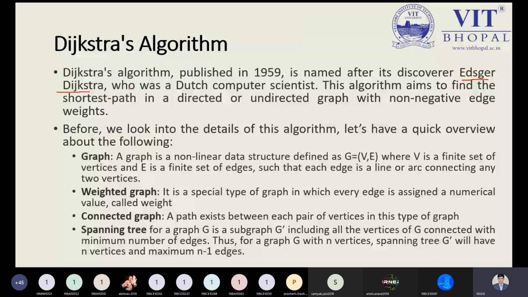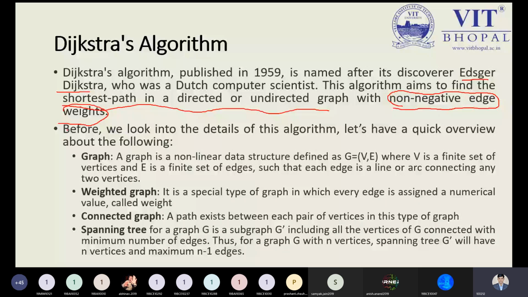And this algorithm is to find the shortest path in a directed or undirected graph with non-negative edge weights. We need to keep in mind, non-negative edge weights. So weights will be given only as positive values. This is the point we need to keep in mind. So this is a drawback actually, because we have only positive weights, we can't have negative weights.